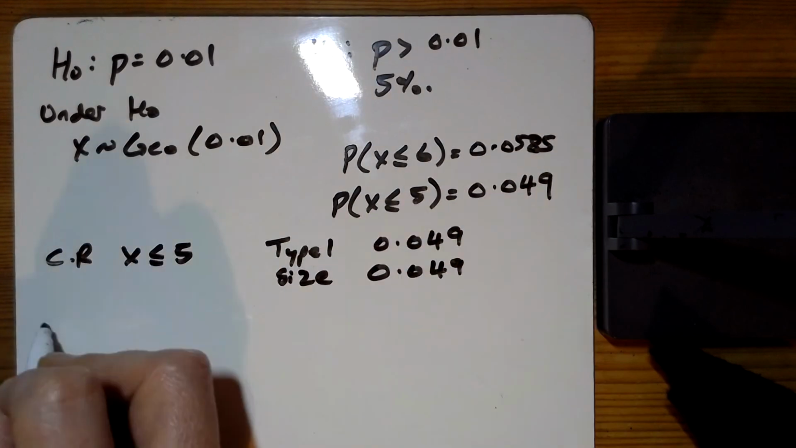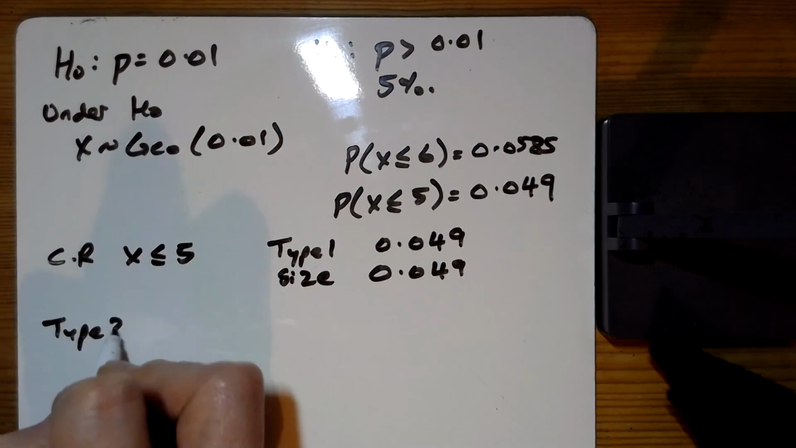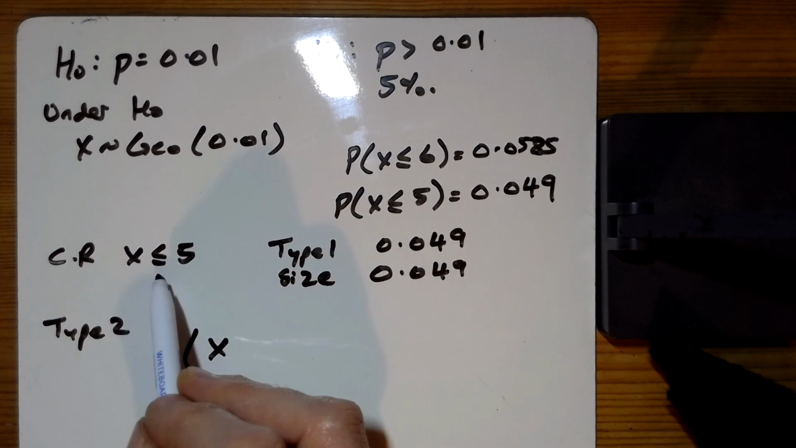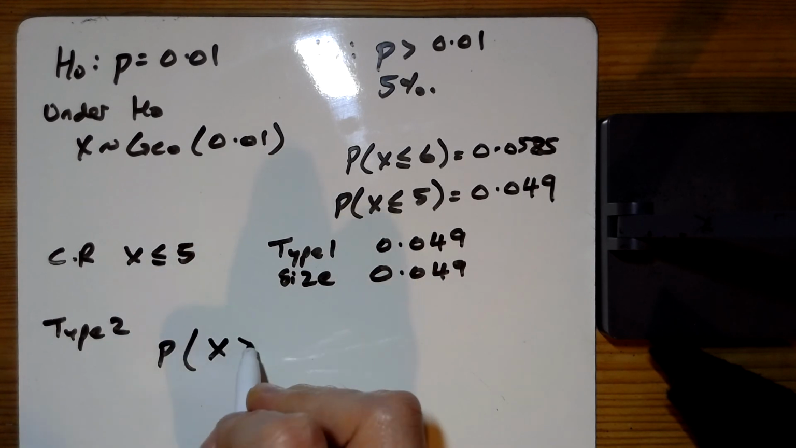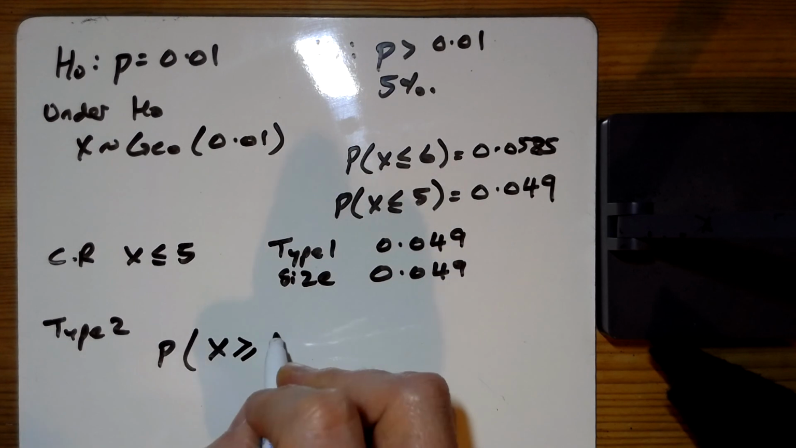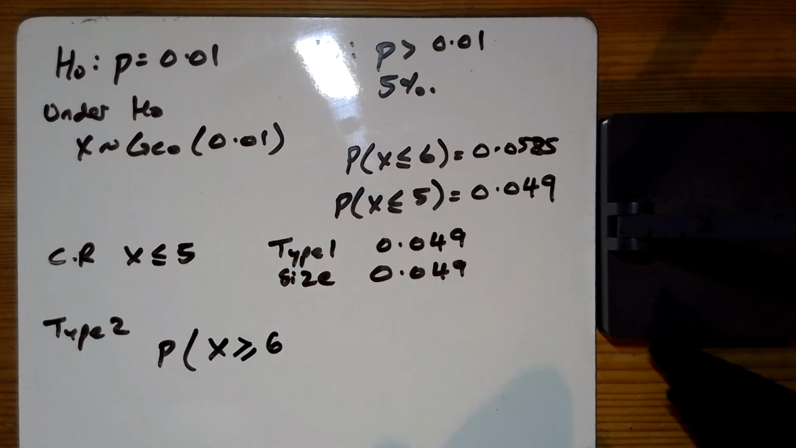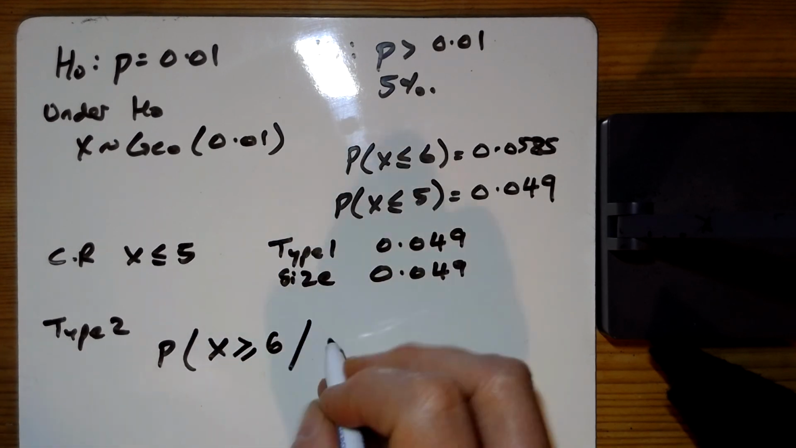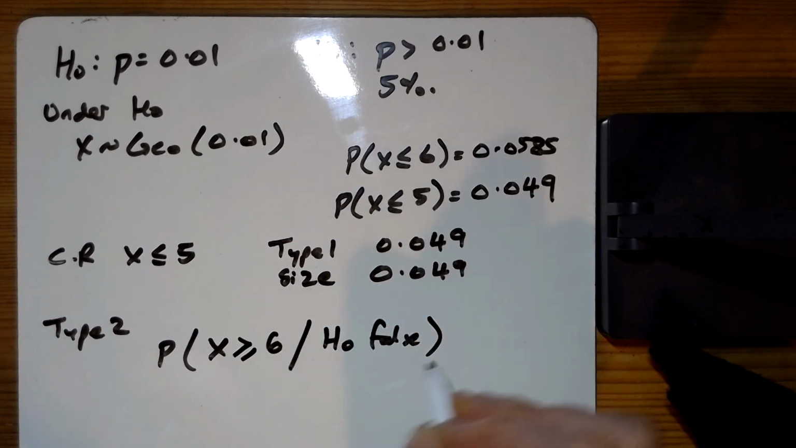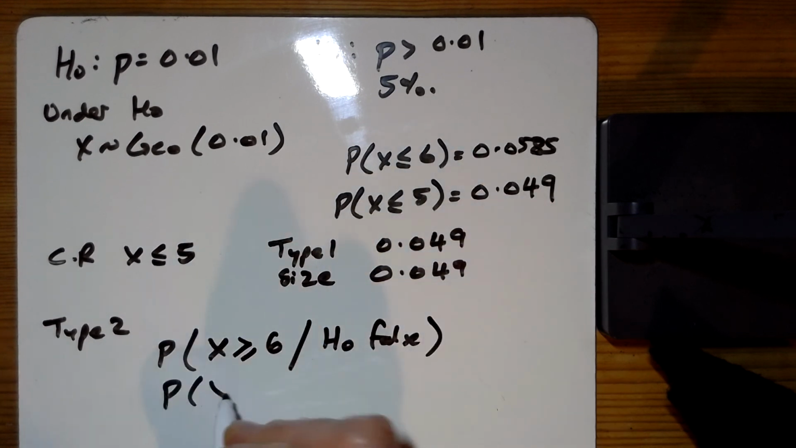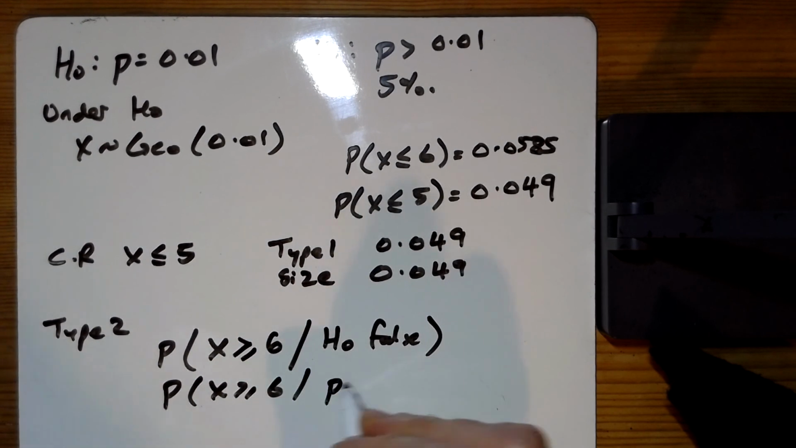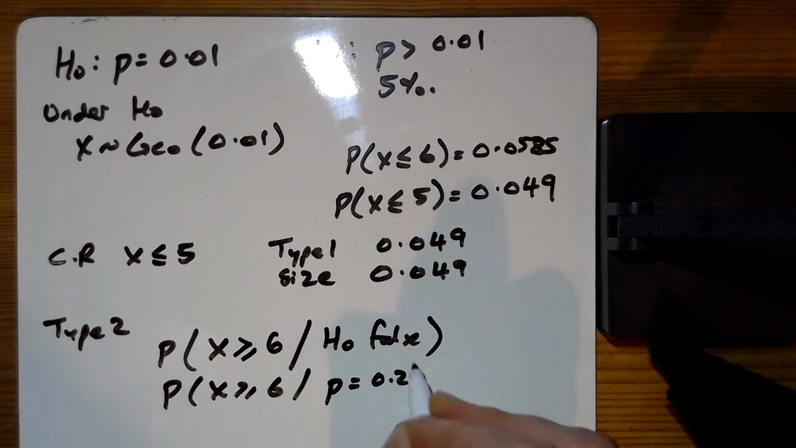A type 2 error would be the probability of X being greater than or equal to 6, so not rejecting it given that H0 was false. And we would need to know what P was for that, and they've told us that it's 0.2.